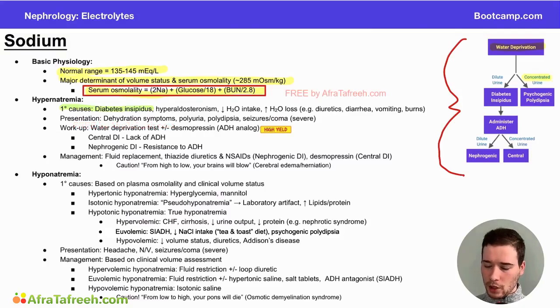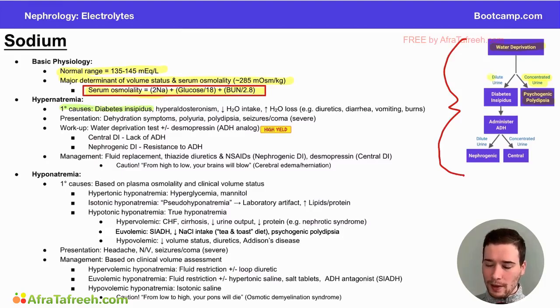So if urine is concentrated after we deprive them of water, they might have psychogenic polydipsia, indicating that they're just drinking too much water, and that's why their urine continues to be so dilute. But once we remove that free water that they're drinking excessively, it actually can concentrate. That indicates that the body's physiology is actually working appropriately.